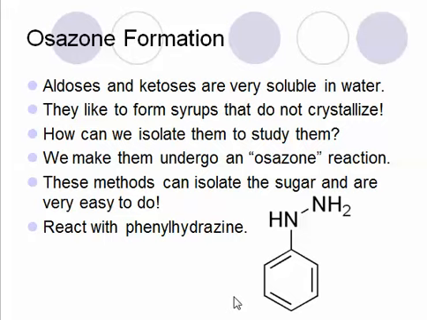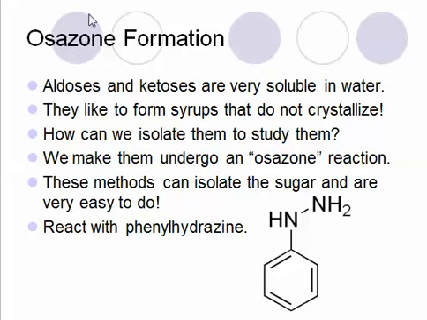They behave differently once you put them in solution, and once they start dissolving, if you try to evaporate that solvent off, you cannot get recrystallization to happen. So that's where the osazone formation comes into play. If we can make them what we call an osazone, then we can get them to crystallize, and we can get these crystals of sugar derivatives that we can then do things with.